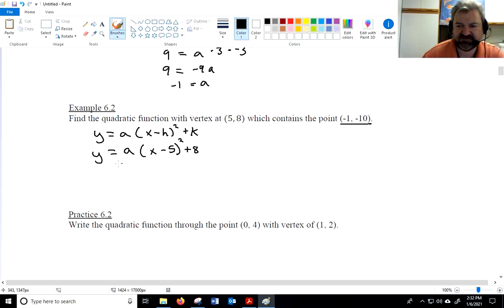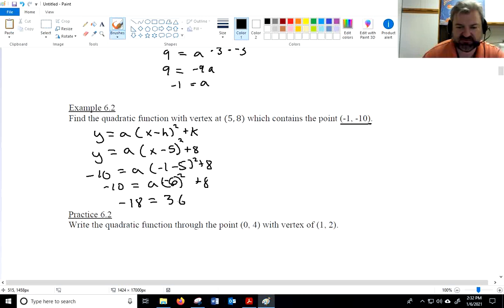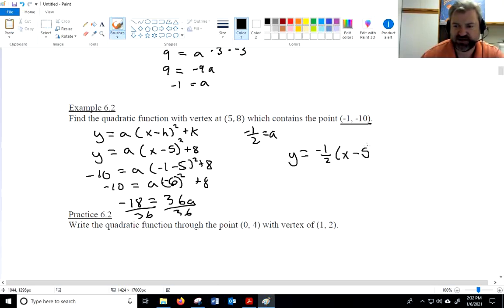Now we've been given the point (-1, -10), so let's put -10 in where there's a y and -1 in where there's an x. Which gives me -10 is equal to a times (-6) squared plus 8. So that becomes -18 is equal to a times 36, since (-6) squared is 36. I'll write it down like that and divide both sides by it. And we get a is -1/2. So my answer is y equals -1/2 times (x minus 5) squared plus 8.